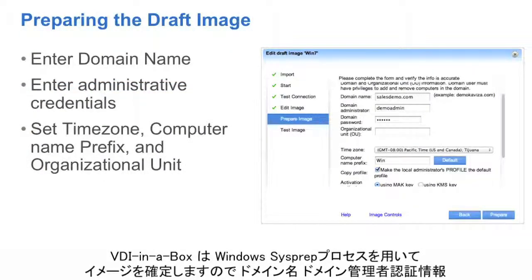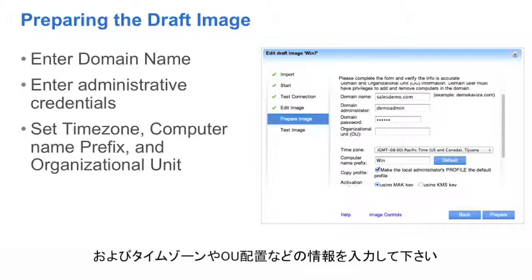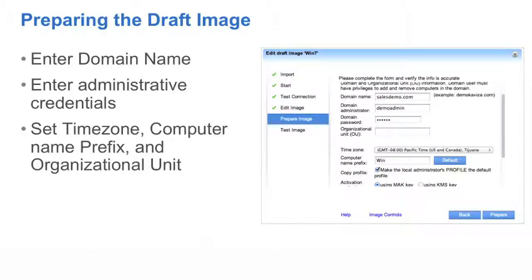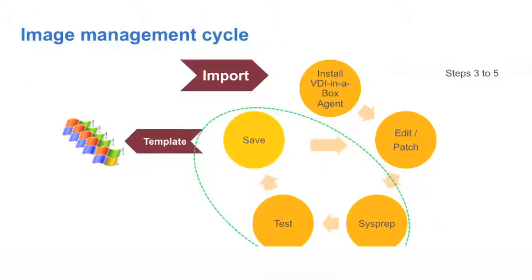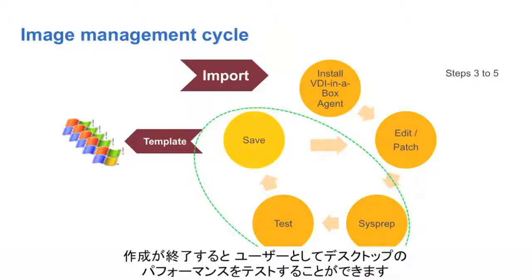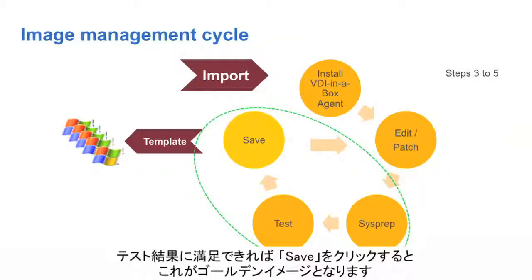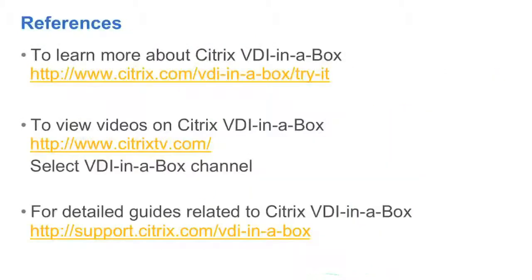VDI-in-a-Box uses the Windows sysprep process to finalize your image. You will need to enter your domain name and your domain admin credentials, as well as miscellaneous information such as time zone or OU placements. Click Prepare when ready. After the Prepare stage, we will be given a chance to test the desktop for performance as a user, and if everything is as we want, we press Save to make this our golden image.